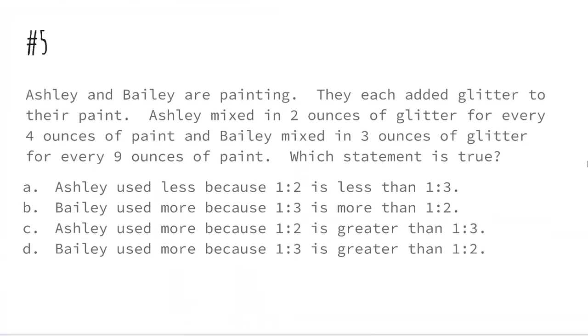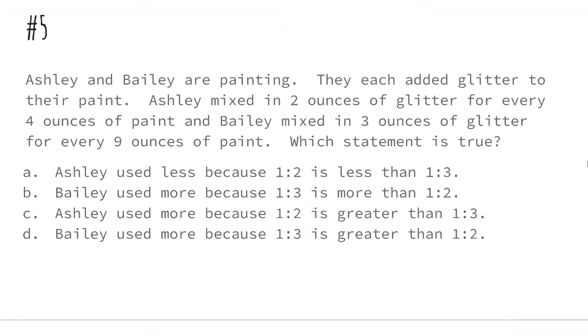Number 5. Ashley and Bailey are painting. They each added glitter to their paint. Ashley mixed 2 ounces of glitter for every 4 ounces of paint. And Bailey mixed 3 ounces of glitter for every 9 ounces of paint. Which statement is true? So let's go ahead and write some ratios just from what we know.